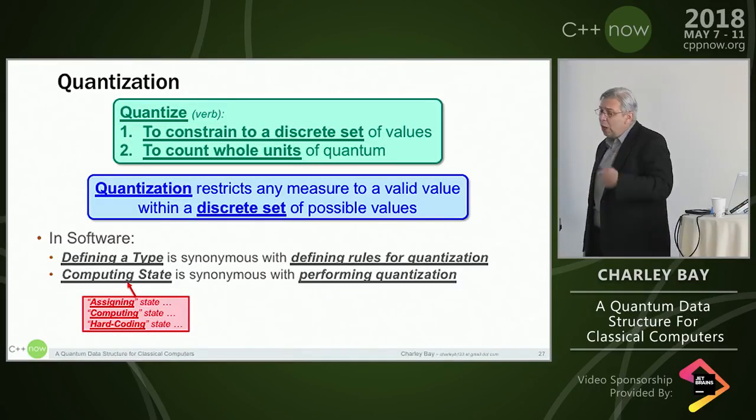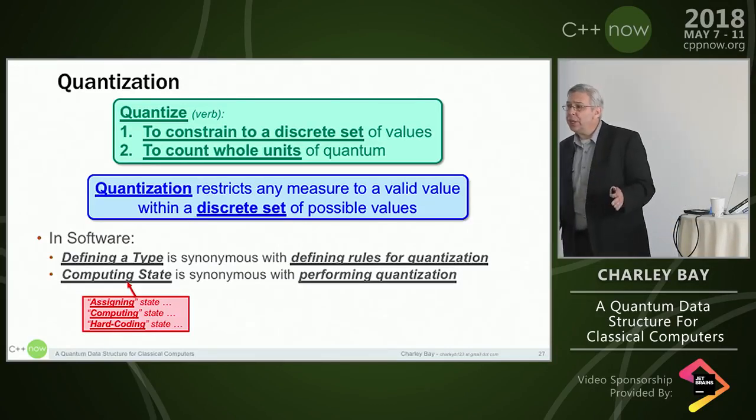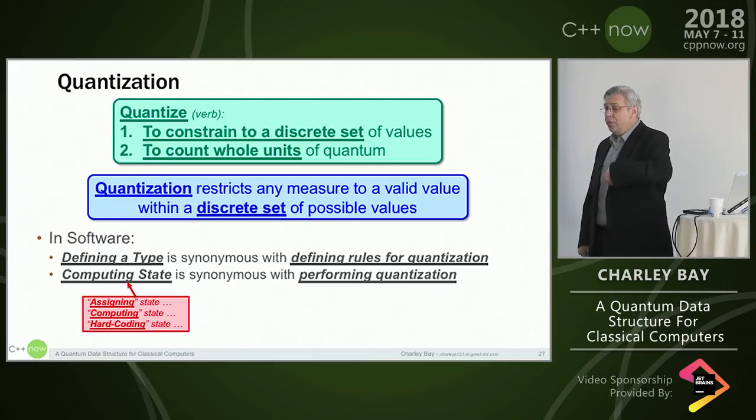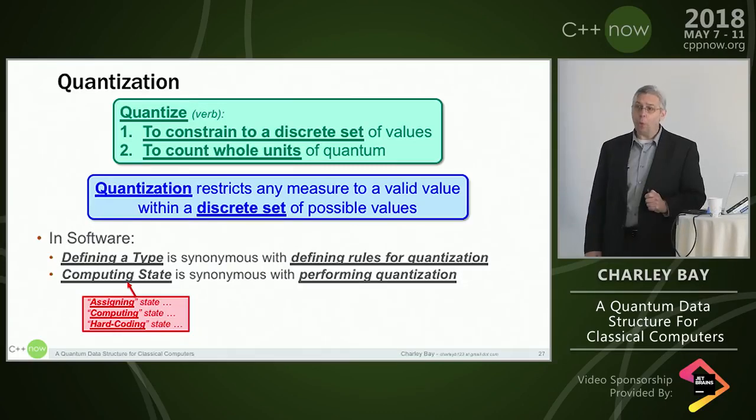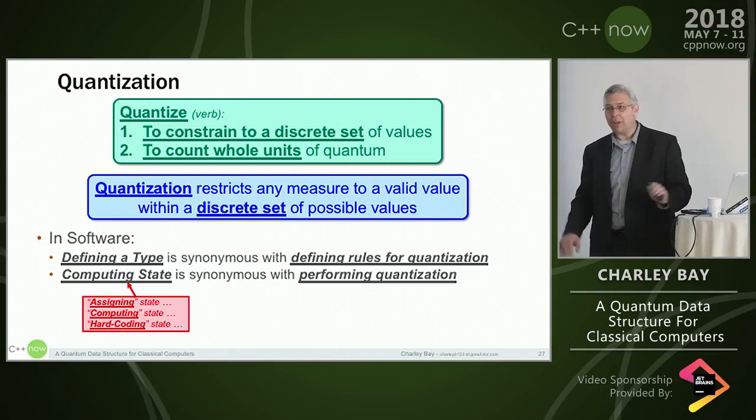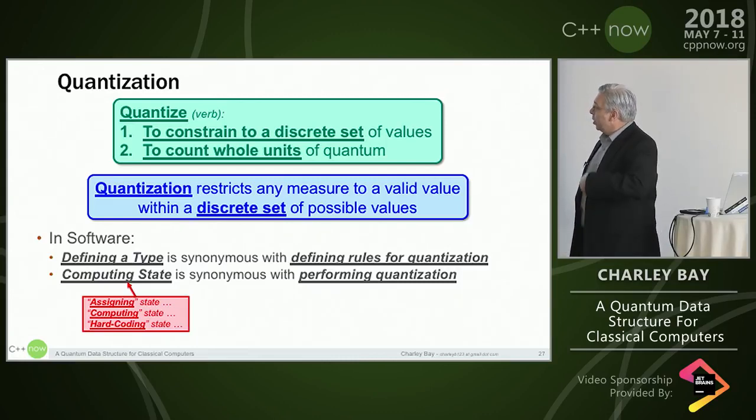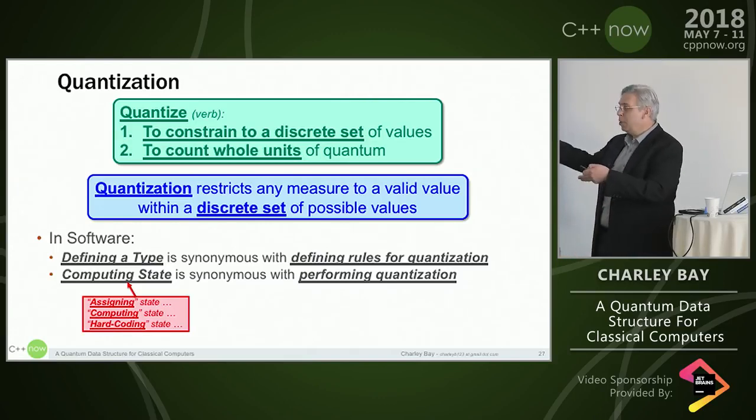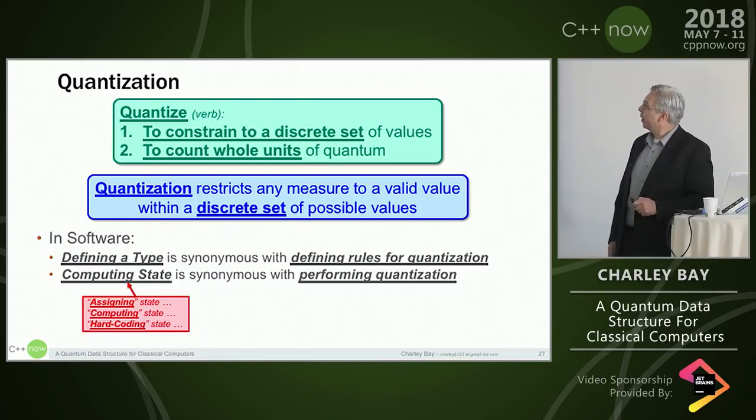So quantization is the measure. We are constraining to a discrete set. And usually it's counting whole units. But we're constraining to a discrete set. The act of quantization is a restriction. You are always restricting to a discrete set, always. There's no caveats in that, always. And that's true in quantum physics too, which is weird. So defining a type is defining the rules, and then using the type or computing state is performing quantization. And whether you call it assigning or computing or measuring or whatever, you're performing quantization there.